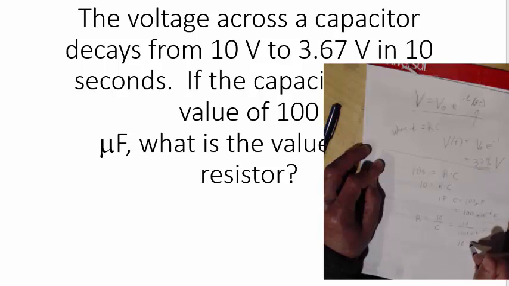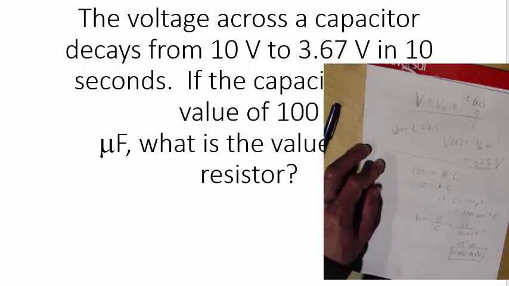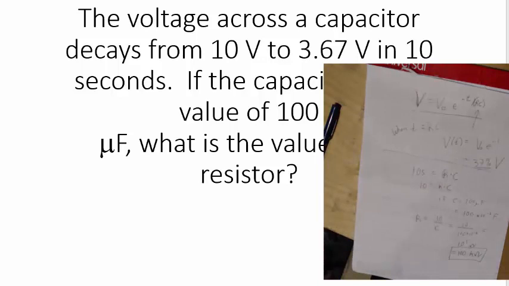That's equal to 0.1 times 10 to the 6th, or 10 to the 5th ohms, which is 100 kiloohms. Hopefully that looks familiar to you because that's what you saw in lab. So that would be the value of the resistor, and that's how we'd calculate it.